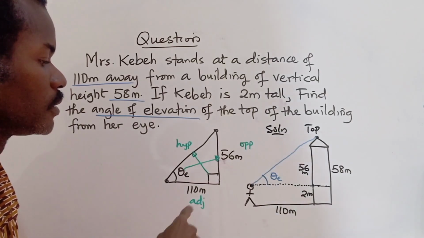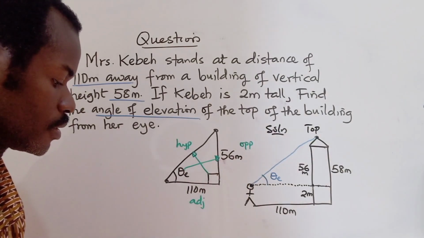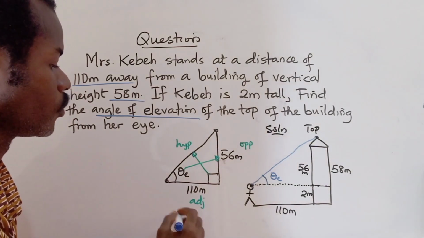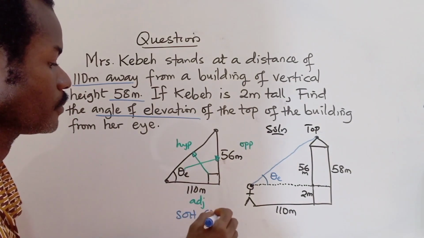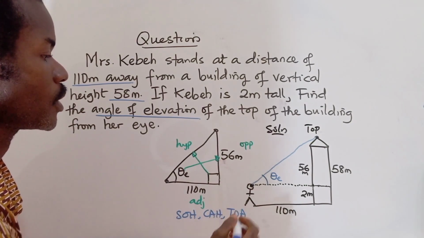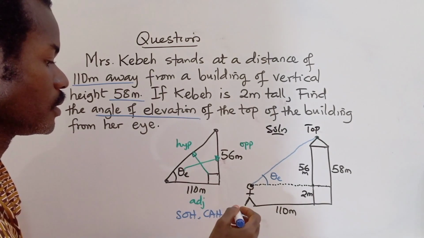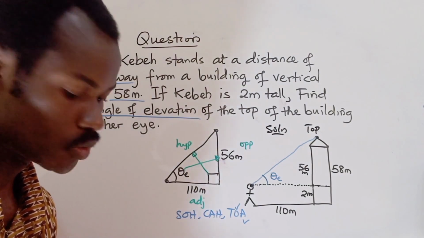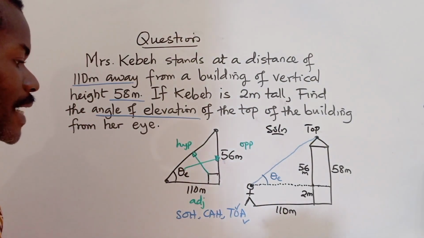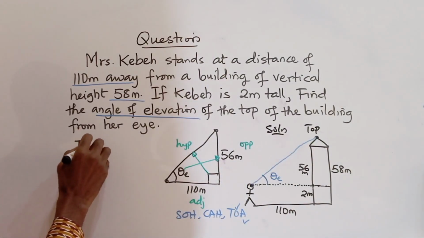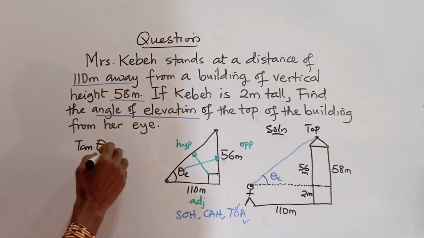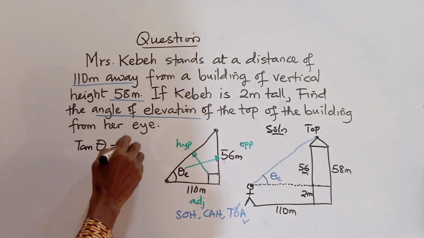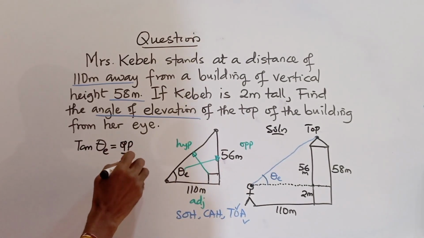Now, since we are given the opposite and the adjacent in SOHCAHTOA, what is going to work? Let's see. We have our SOH, CAH and TOA. So we are given the opposite, and we are given the adjacent. So TOA is going to work, so let's apply tan quickly. We can say tan of the angle of elevation is equal to opposite divided by adjacent.